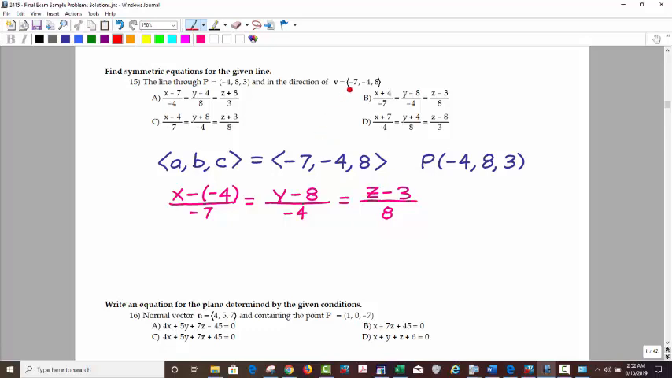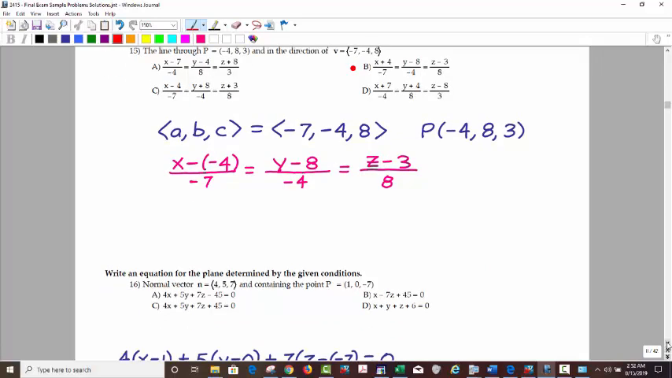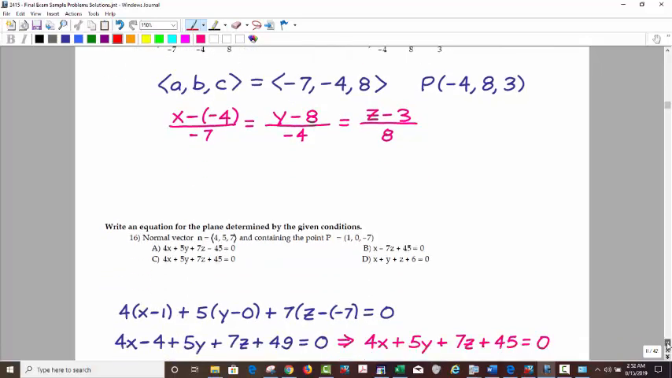So the direction vector here, negative 7, negative 4, negative 8, has to be these bottom numbers, which pretty much narrows the answers down to either B or C. So the numerator is going to be x minus negative 4, which will be x plus 4, y minus 8, z minus 3. Got to be careful here, but it's definitely going to be answer B because of that z minus 3 instead of z plus 3. And there we go. We have it in symmetric form.